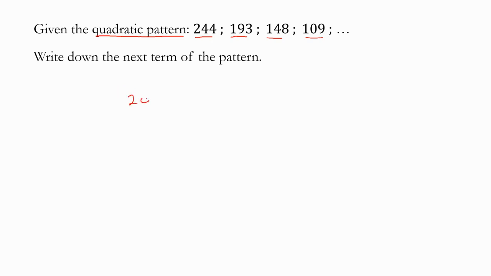So it's 244, 193, 148, 109. Let's do the first differences. What is 193 minus 244? That's negative 51. And then 148 minus 193 is negative 45. And then 109 minus 148 is negative 39. So these are the first differences.